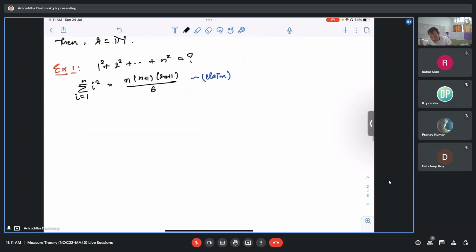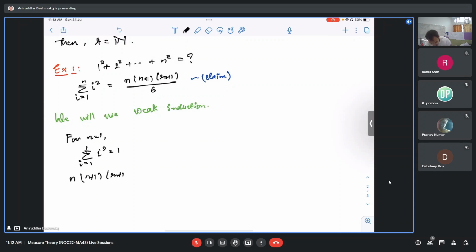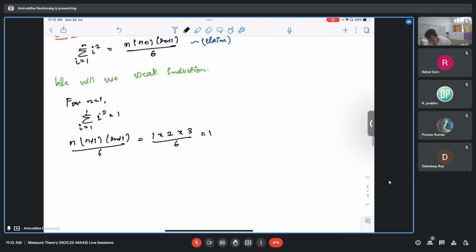To see that this claim is true, we will use the induction principle, and here we will use weak induction. So how to do that? Let us first check that this formula is correct for n equal to 1. For n equal to 1, summation i from 1 to 1, i square is just 1, and n(n plus 1)(2n plus 1) by 6 is 1 into 1 plus 1 is 2, and then 2 plus 1 is 3, upon 6, which is 1. So at least for n equal to 1, this claim is correct.